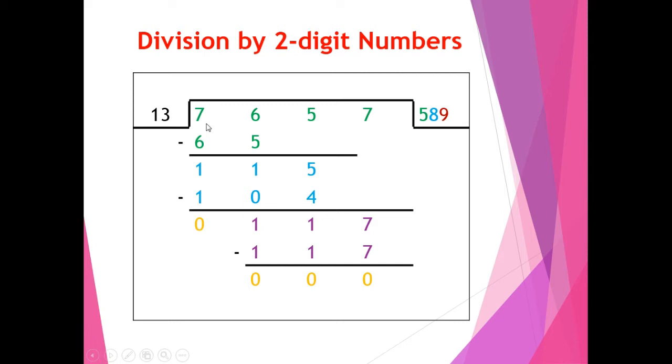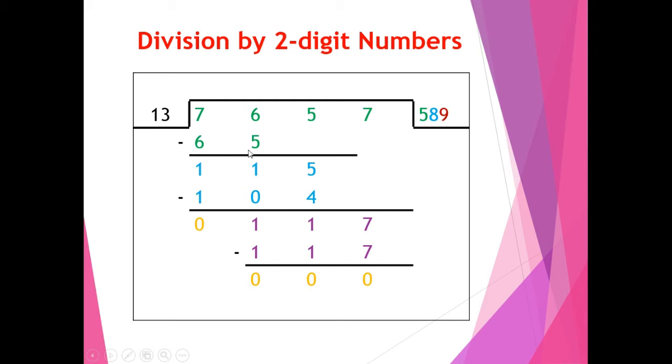Here you can see that the number 7657 is divided by 13. So we will start with the first digit, which is 7. 7 is smaller than 13. It does not come in the table of 13. So we will move toward the second digit, which is 6. 76. 76 again does not come in the table of 13, but less than 76 comes, which is 65. So if you multiply 13 with 5, you will get 65.